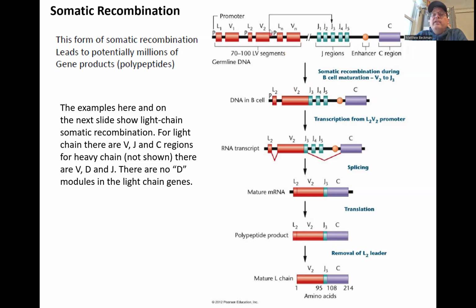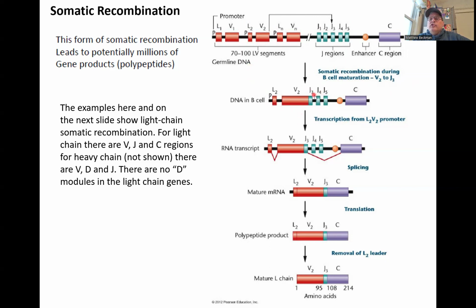As you notice here, the V2 region pairs up with the J3 region, and everything in the middle is lost. So L1, V1, J1, J2 just goes away. That DNA gets degraded. So this particular B cell now just has a limited number of the variable regions. It just has picked one of them.